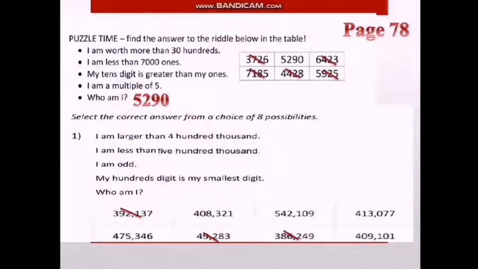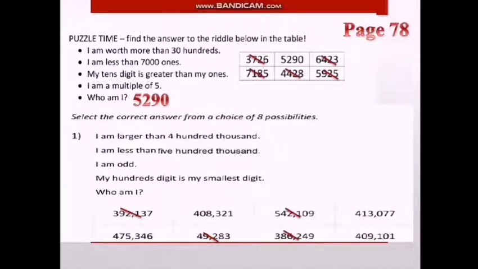Okay, look to number 2. I am less than 500,000. The number must be less than 500,000. So we will cancel any number greater than 500,000. Look here, we have 542,109. It's greater. We will cancel this number.